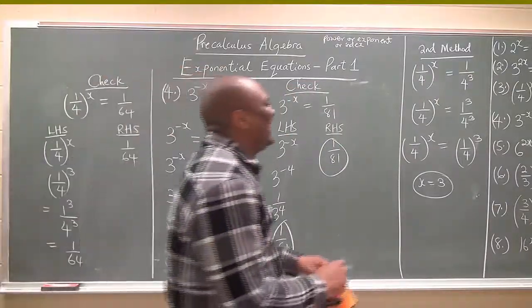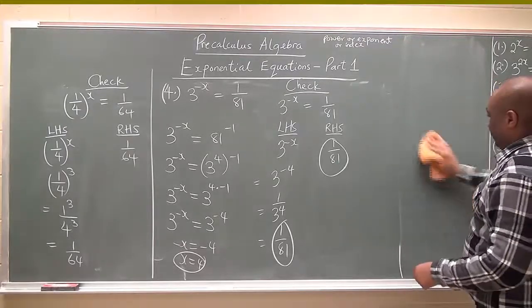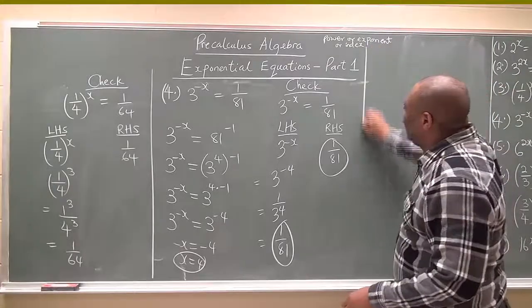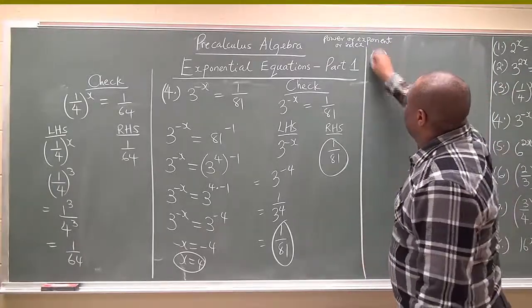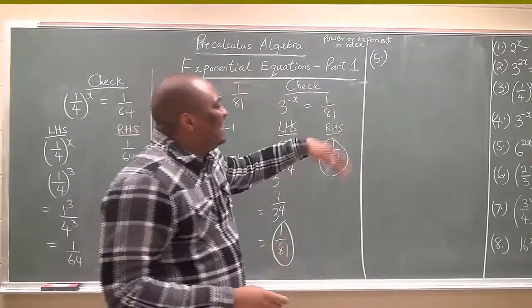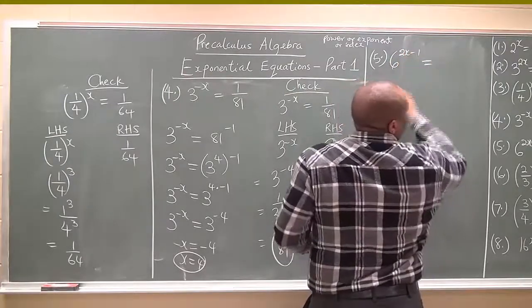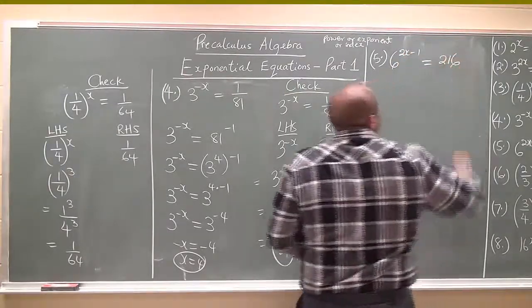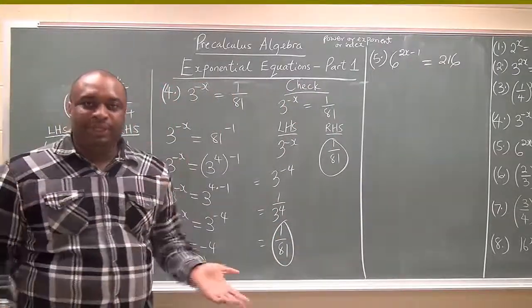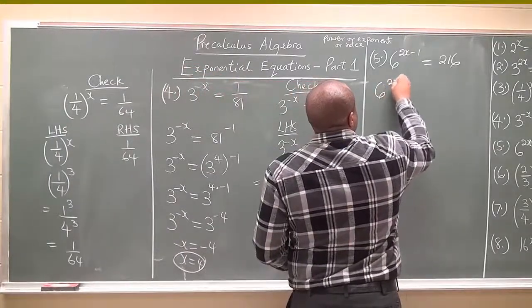Okay. All right. The next one is exponent. What's wrong with me? I'm saying exponent. The next one is question 5. Question 5. Okay. 6^(2x-1) equal to 216. Okay, so we shall do what we have been doing in previous questions. This is 6^(2x-1).